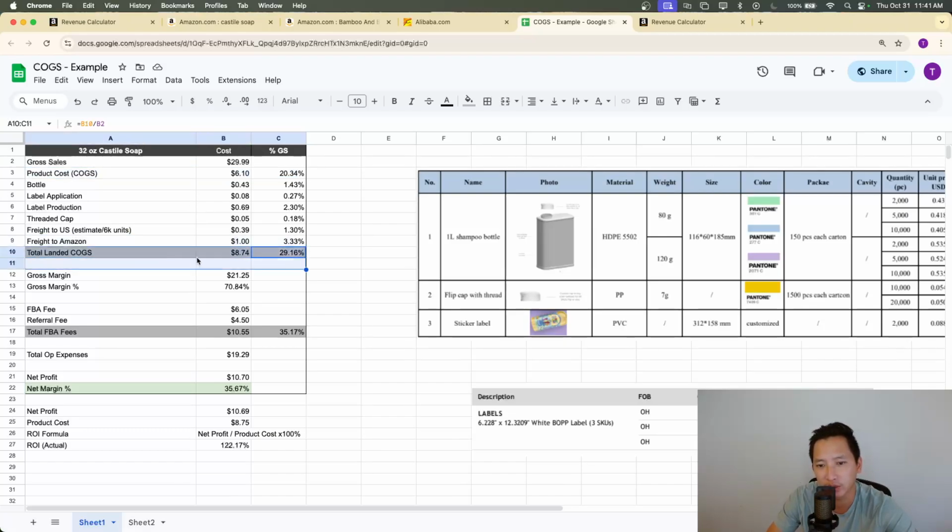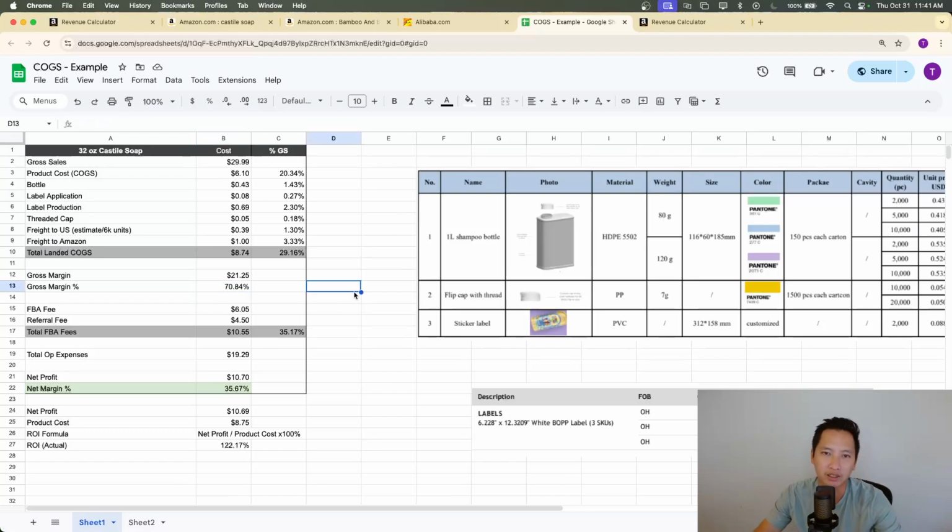And so this gets you to a total landed COGS, right? So this is rows 3 to rows 9, $8.74. That is the cost to get a product to the customer. From there, you're going to get your gross margin. So this is your gross margin percentage.